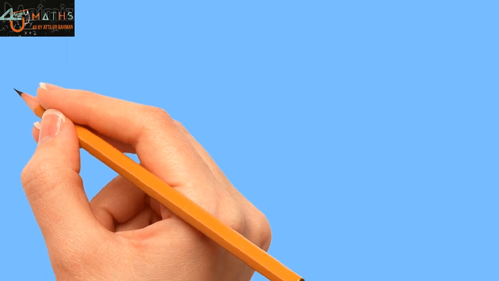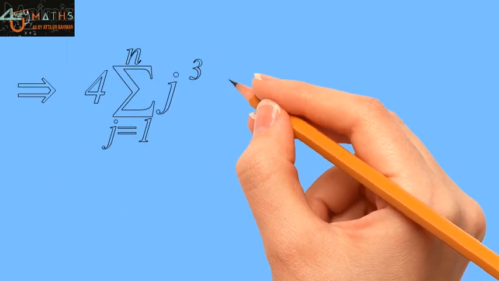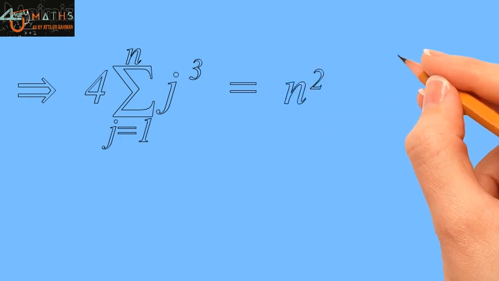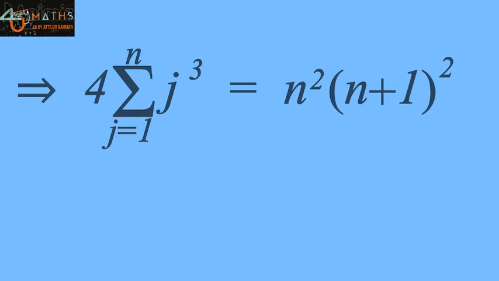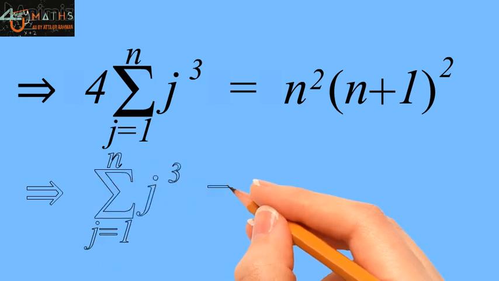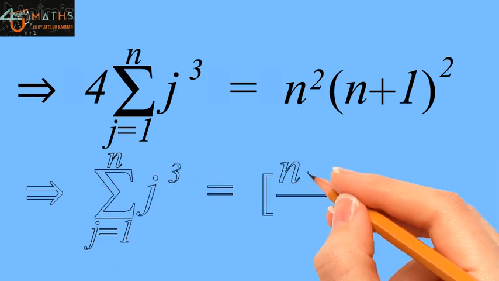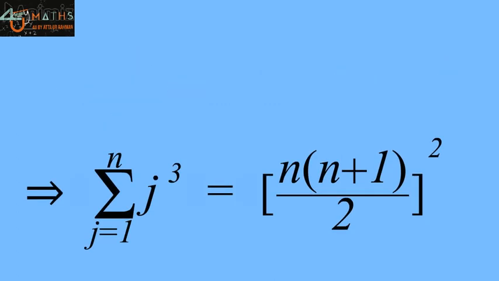Thus 4 times summation j equal to 1 up to n of j cube is equal to n square into (n plus 1) whole square. Now dividing each side by 4, we get summation j equal to 1 up to n of j cube is equal to [n into (n plus 1) divided by 2] whole square. And this is the proof of the sum of the cubes of the first n natural numbers.